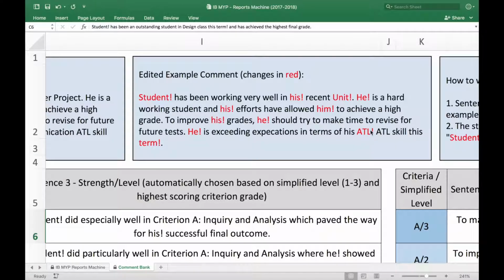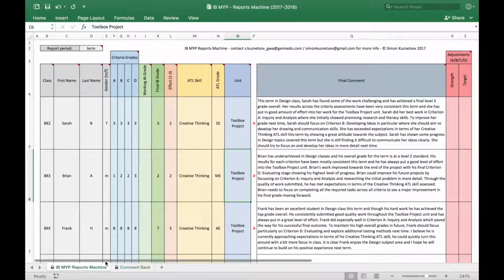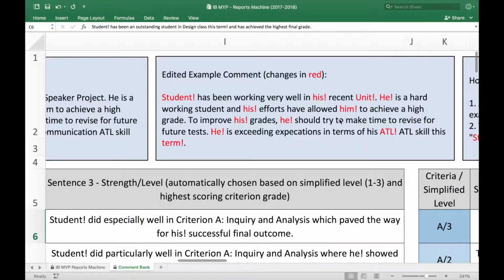Now the ATL skill, again, because we tend to do different ATL skills for different units and so on, it actually just picks the name from here. So whatever you type in here will jump into this area. So "ATL!", that's where you want the name of the ATL skill. At the moment this looks kind of weird because it's saying he's exceeding expectations in terms of his ATL skill, but that is just the label that goes right there.